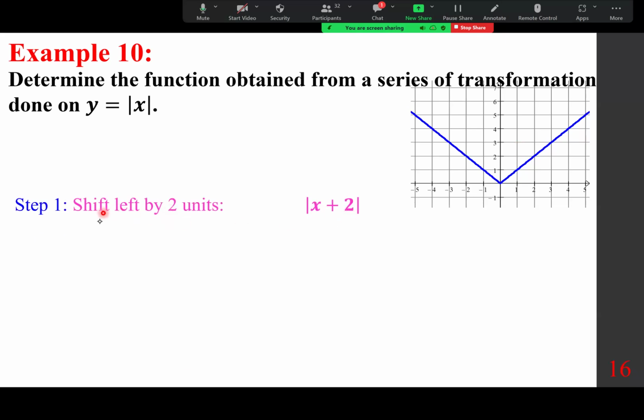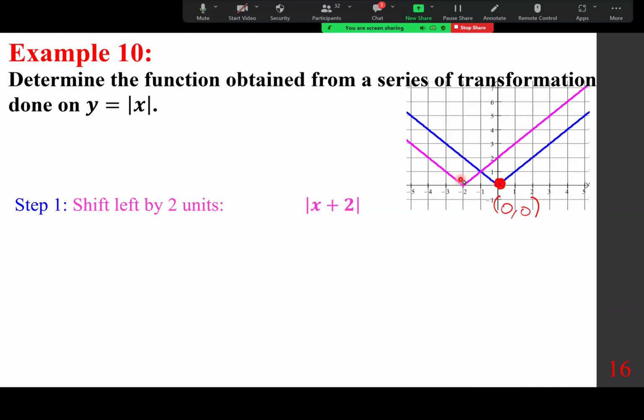Absolute value of x plus 2 means shifted left by 2 units. The vertex is originally located at 0, 0, and it moves here, becoming negative 2, 0. That's as far as the location of the vertex.